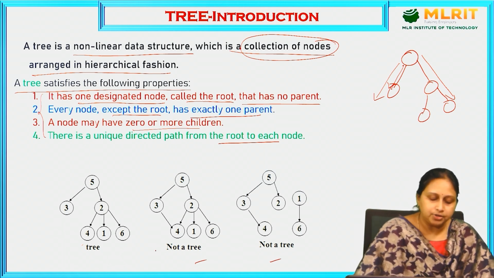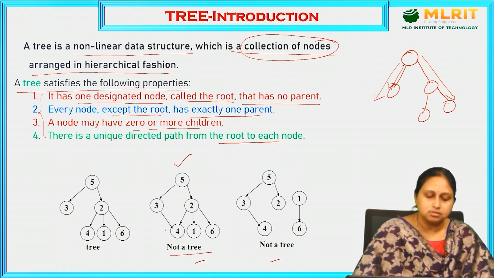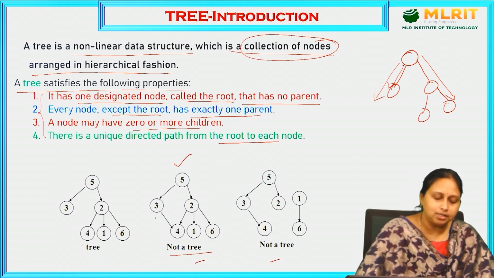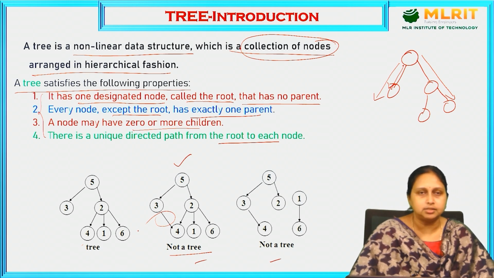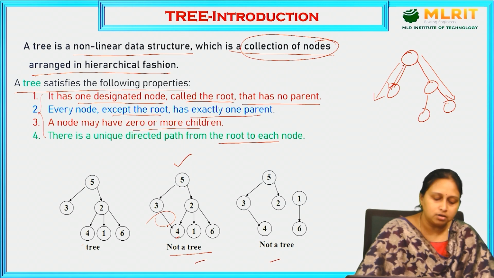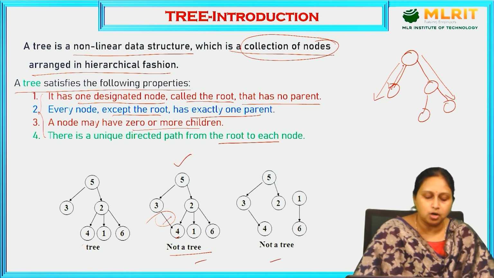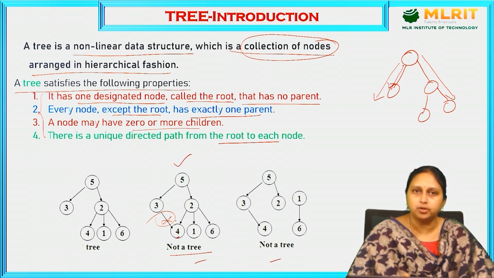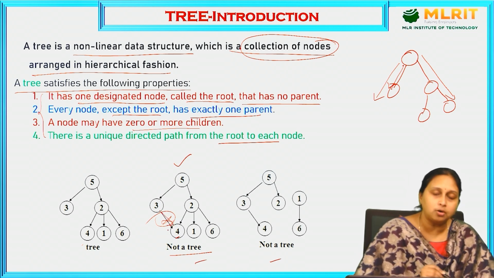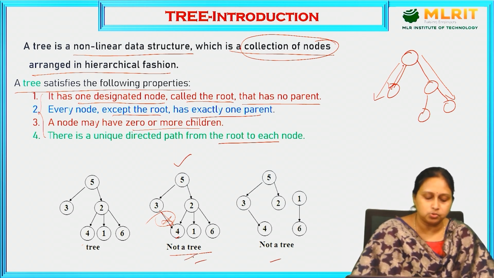And when you see this example, if you observe here, it is a closed path. And one more thing, for this 4 we have 3 and 2 as the parent nodes, right, and this should not be the property that is satisfying the tree. That's why it is not a tree. And one more thing, a tree should not have a closed path. That's why this is not a tree.